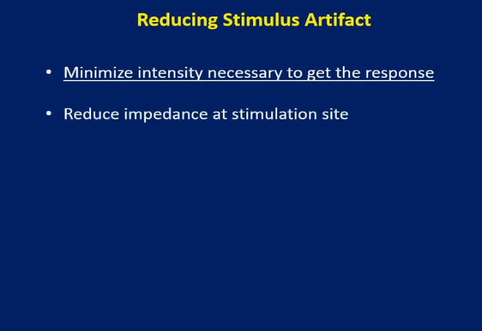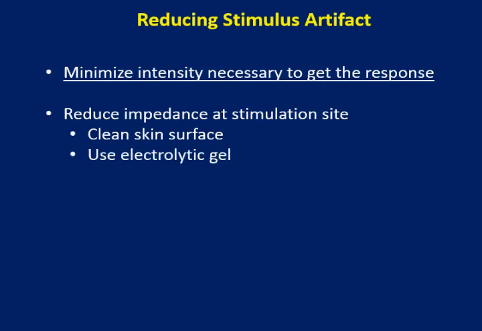This is done in two ways. First, the impedance at the stimulation site should be reduced. Clean the skin surface at stimulation site to remove oils, lotions, perfumes, etc. that are poor conductors of electricity. Many laboratories use alcohol-soaked gauze for cleaning purposes. Mild abrasives may also be used. Use them gently so as not to cause discomfort to the patient. Electrolytic gel should be applied over the stimulator pins to further improve the contact between the stimulator and the skin surface.